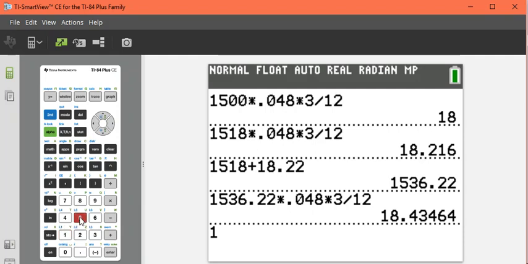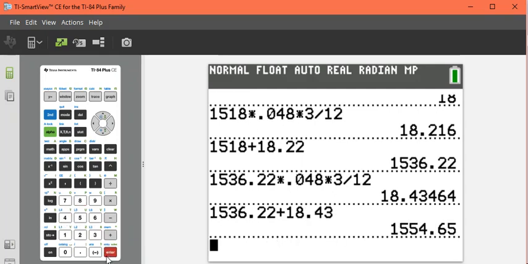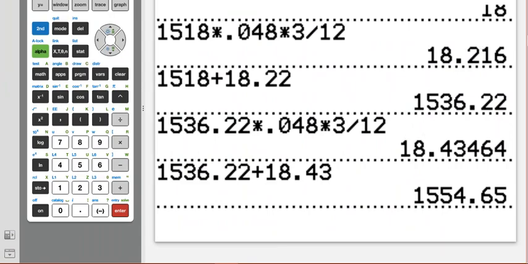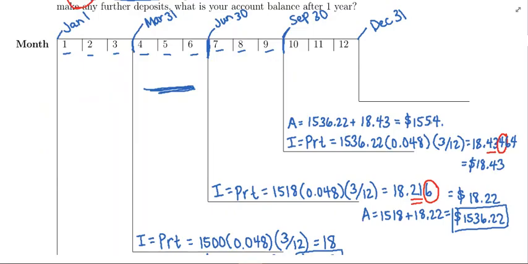So we're going to have $1,536.22 plus the interest, which is $18.43. Boom. So you have an account balance on September 30th of $1,554.65. Let's go put that down. $1,554, and make sure I got that right, 65 cents. All right, so there you go. Here is your account balance after the third quarter.